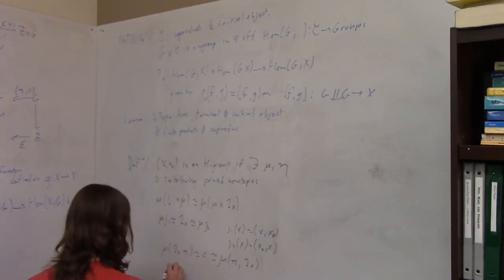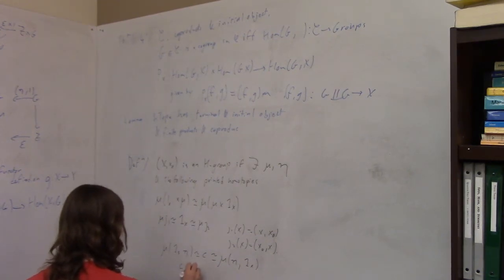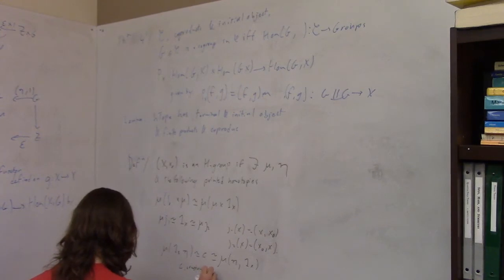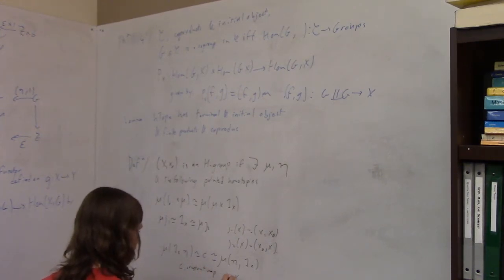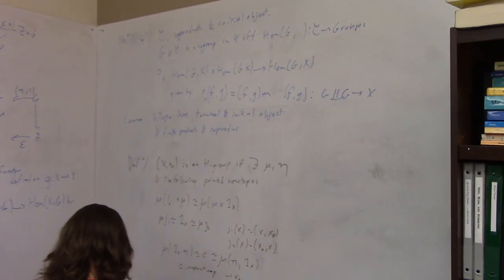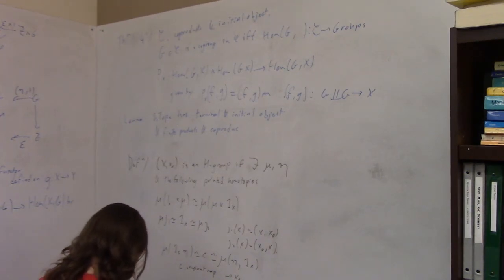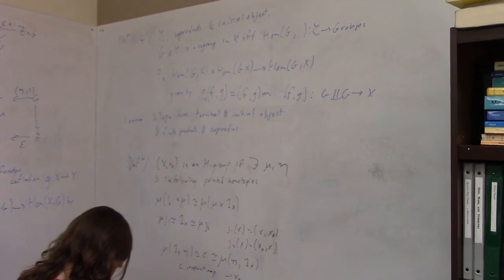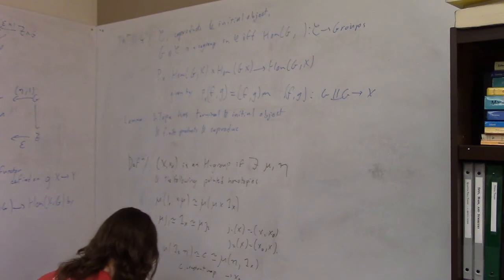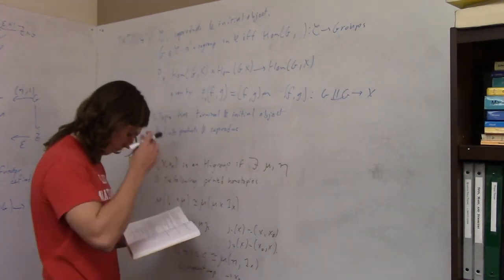Where's the constant map? It maps to x naught. And similarly, we have an H prime group, which is pretty much the same thing, but with the coproduct instead. So I'm not going to write that stuff down.